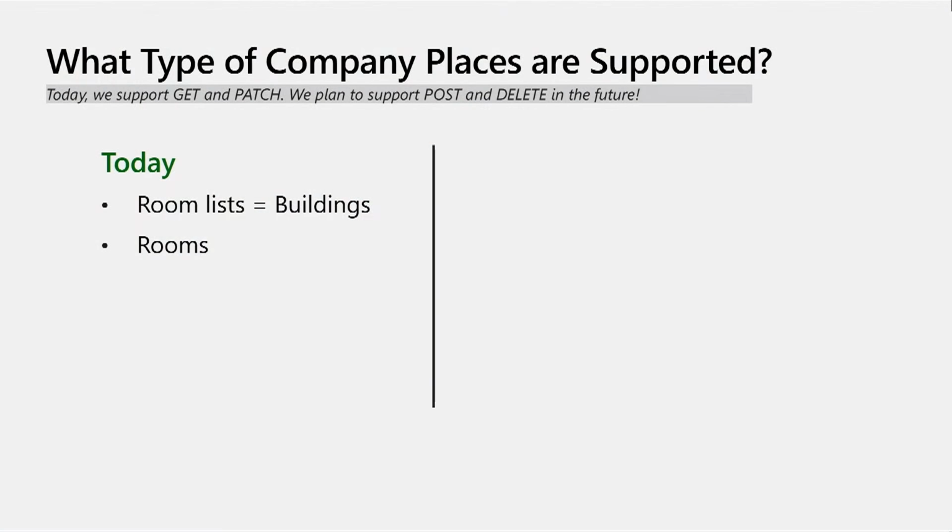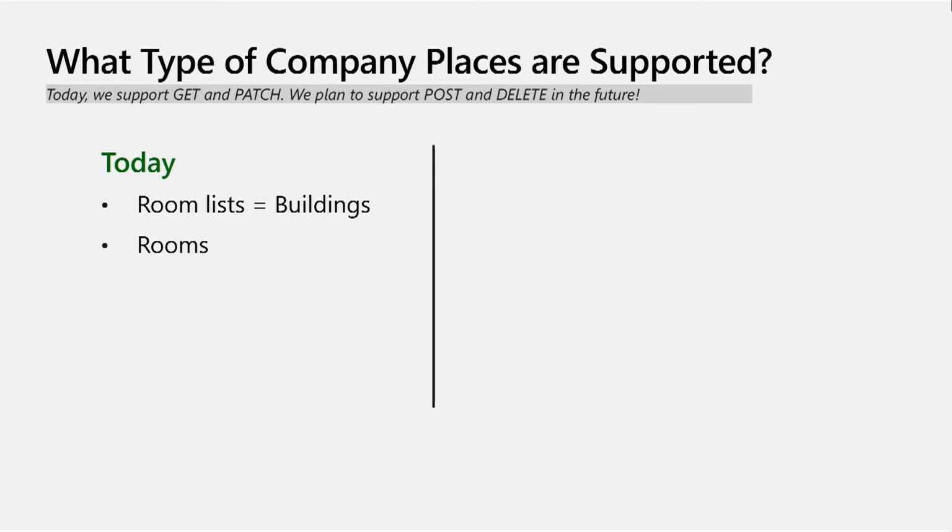Okay, so what type of company places do we support today? So today we support room lists, which is a collection of rooms, but we also like to structure these room lists like buildings because in the future we want to move towards a building concept. Room list is something that we've had in Exchange for a while, and so we want to keep that concept so we don't break any customers, but we do want to move to buildings moving forward.